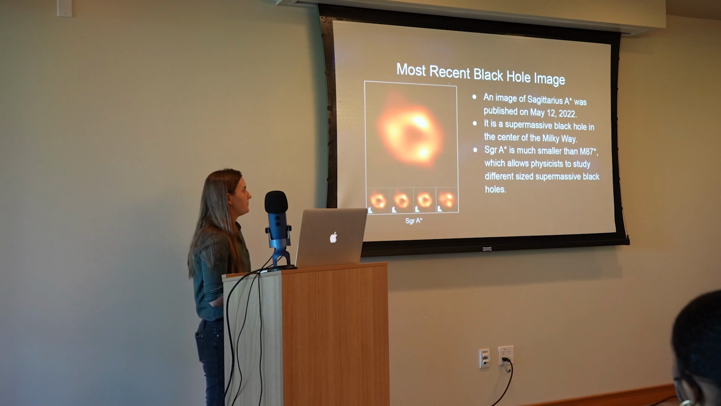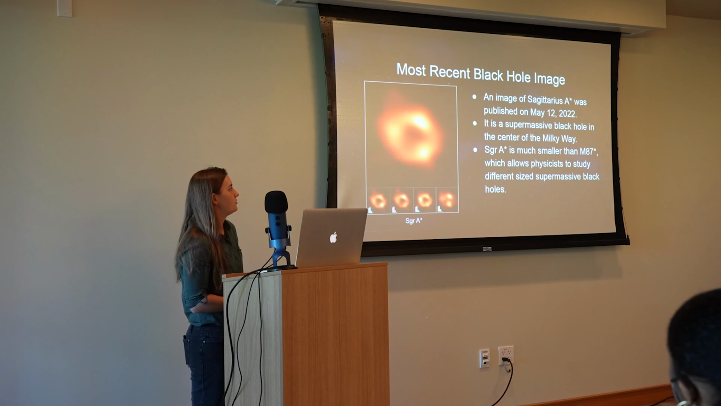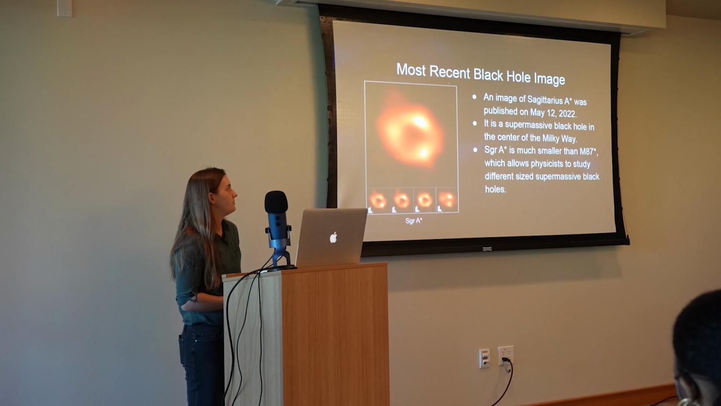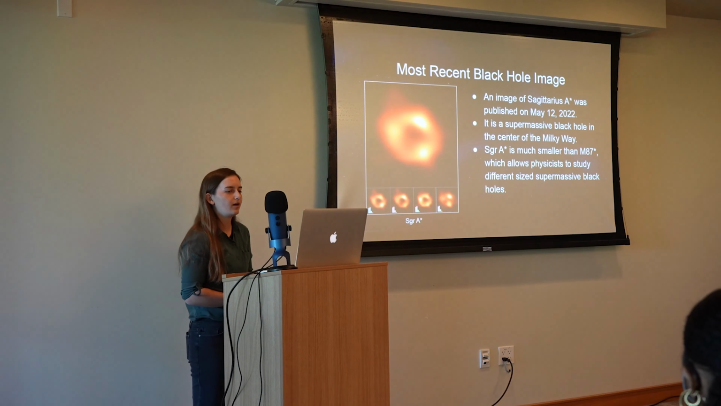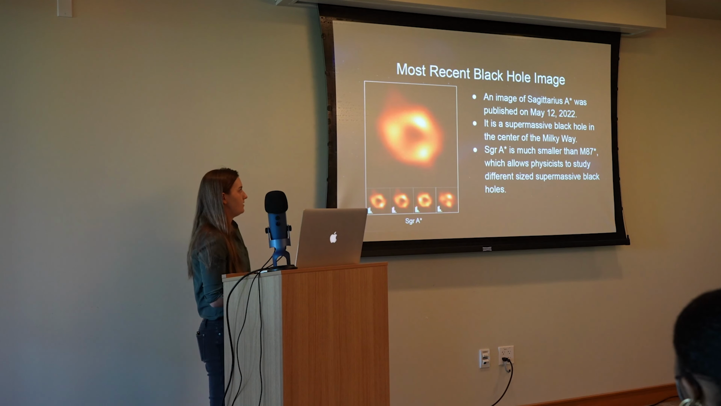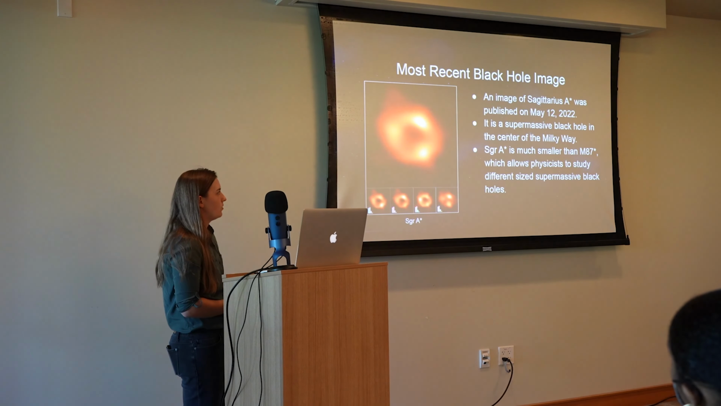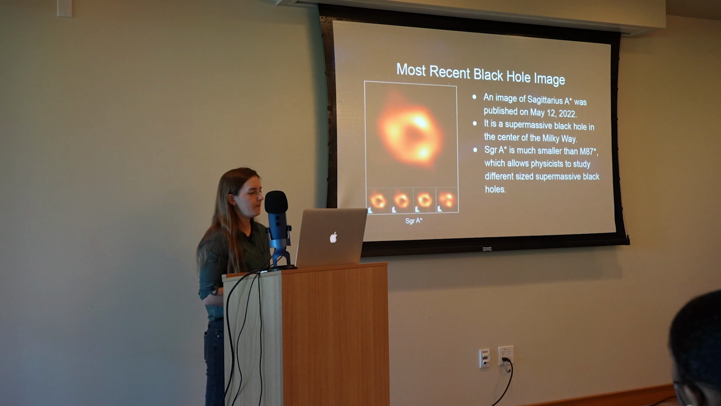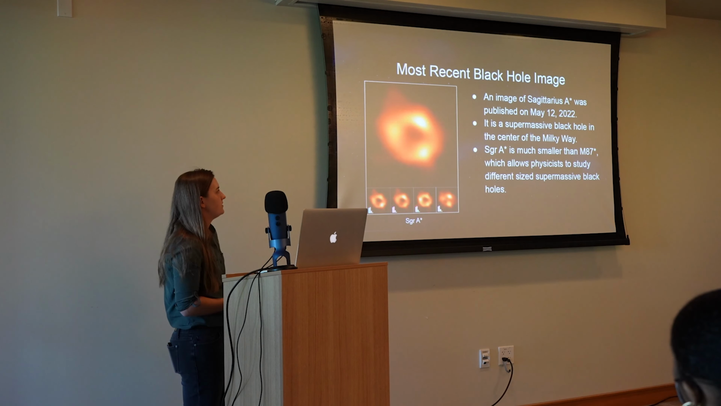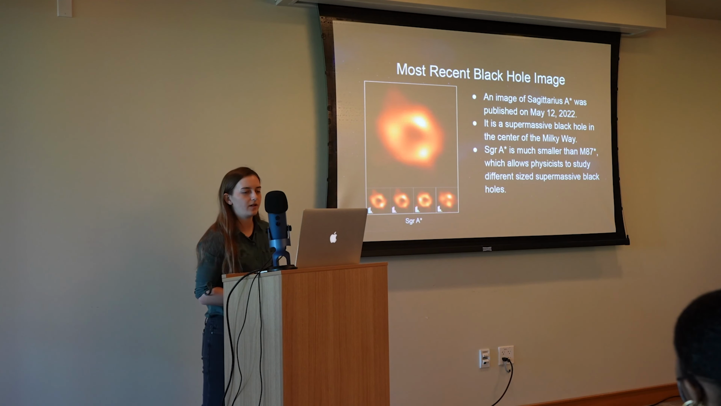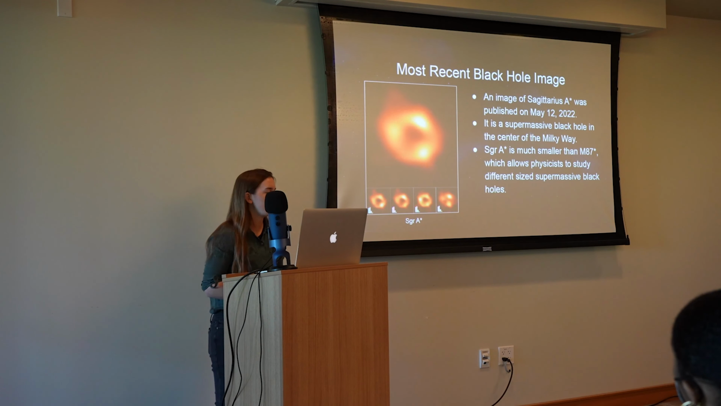And then recently, about a week ago, on May 12th, the EHT released the second photo ever of a black hole, so I thought I would include that in my presentation as well. It's also a supermassive black hole, but it's in the center of our own galaxy, the Milky Way. It's showing Sagittarius A star, which is much smaller than M87, but this allows physicists to study different sized supermassive black holes to compare and contrast them.